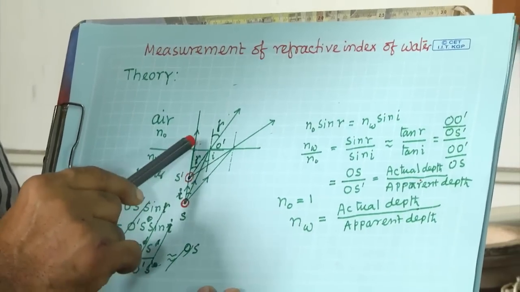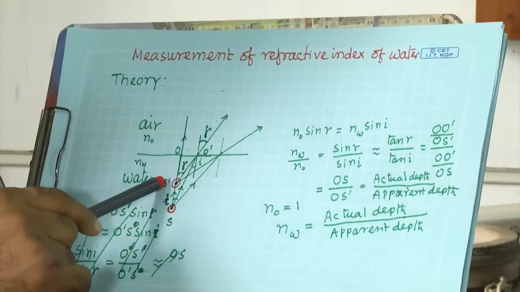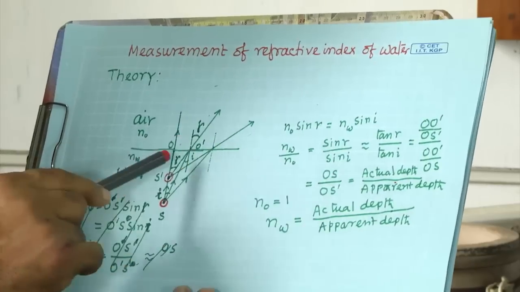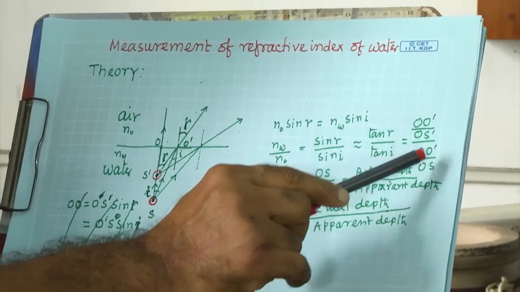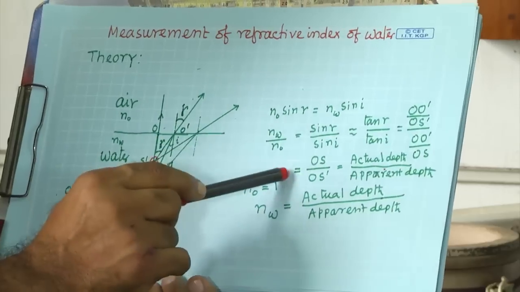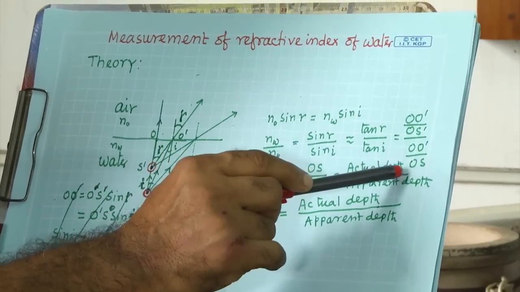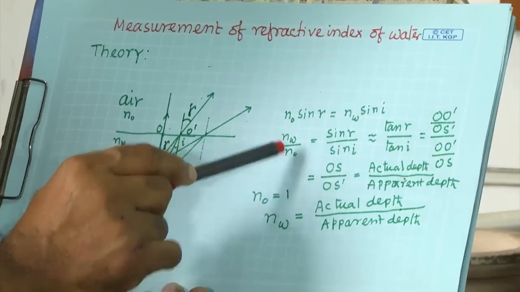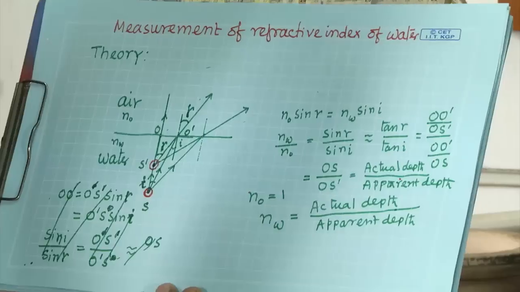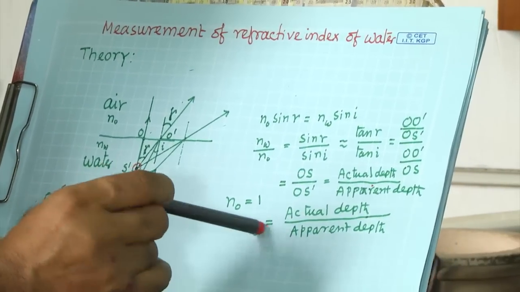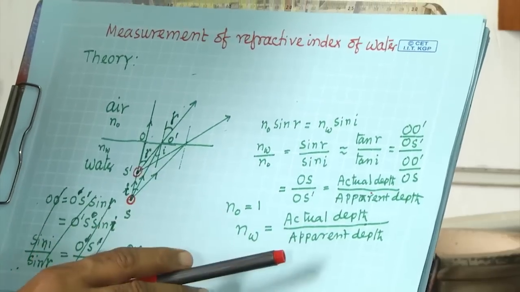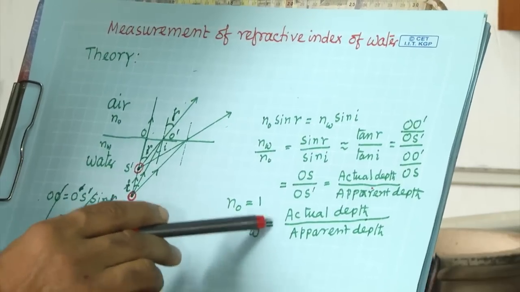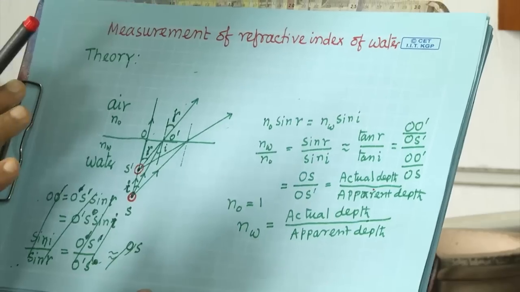Tan is basically O dash by O S dash for tan R, and for tan I it is O O dash by O S. So this is equal to basically O S by O S dash, that is, actual depth divided by apparent depth. Here N0 is 1, so NW is equal to actual depth divided by apparent depth. So if we can measure the actual depth and the apparent depth of the object, then we can calculate the refractive index of the liquid, of water.